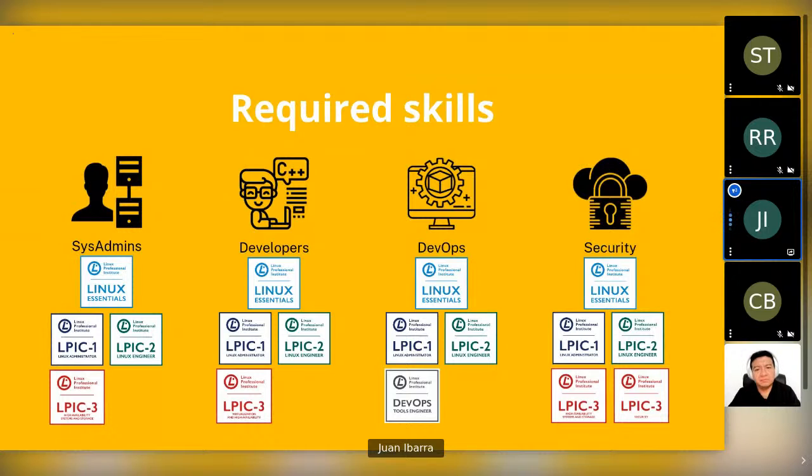Y así sucesivamente, y al ir escalando a los niveles más altos, se van dividiendo. Por ejemplo, el LPIC 3 va variando dependiendo del perfil. Y si seguimos en el camino de DevOps, tenemos también disponible una certificación de DevOps Tool Engineer. Entonces, son formas de ir demostrando que tenemos realmente los skills necesarios para los puestos vacantes que hoy son muy exigidos en el mercado global.